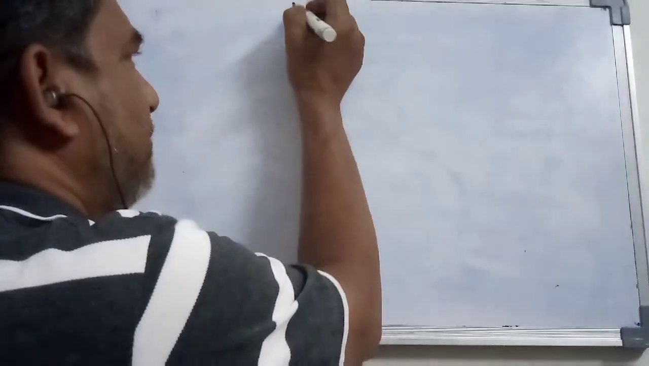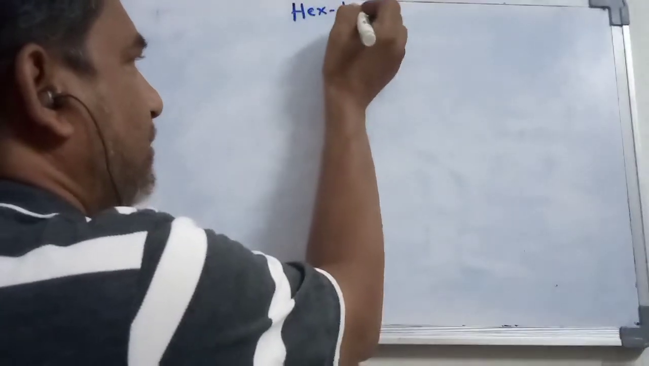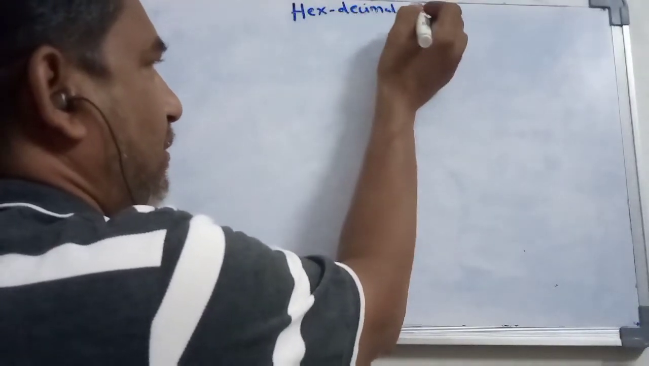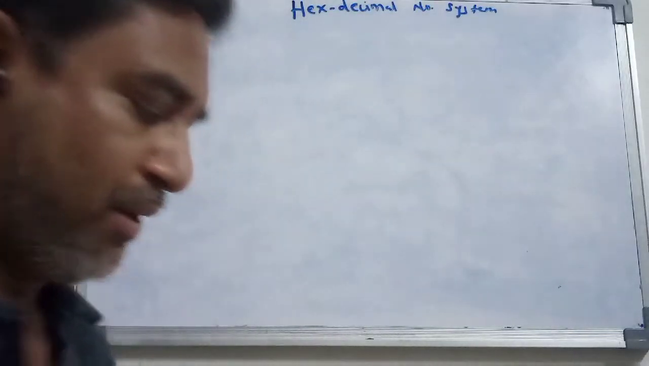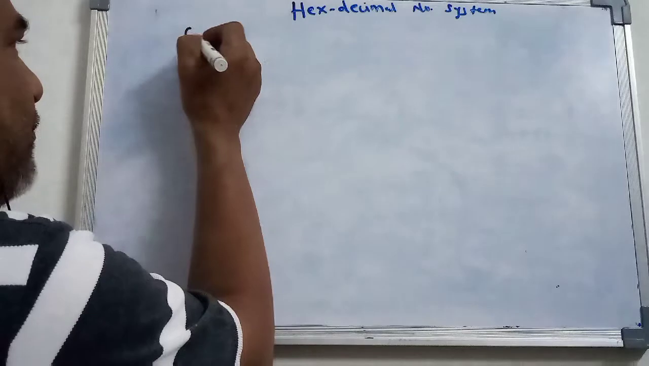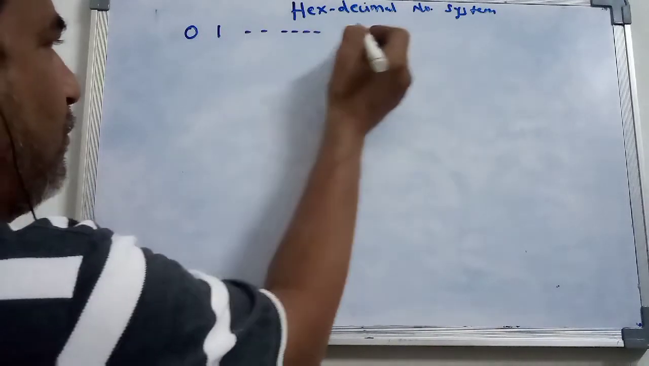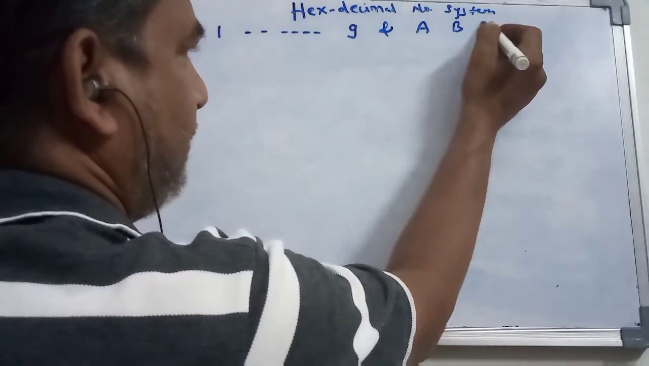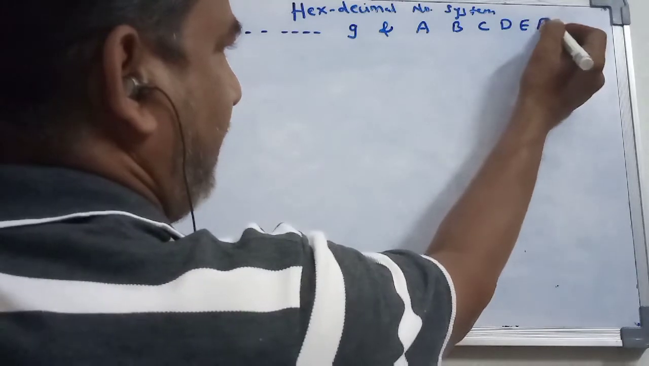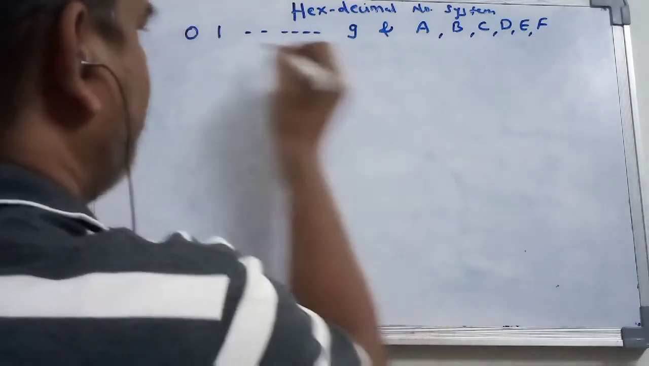Hello students. Today we are going to start a new topic, the hexadecimal number system. In this hexadecimal number system, the basic symbols start from 0, 1 up to 9, and the characters A, B, C, D, E and F. These are the different characters and numbers involved in the hexadecimal number system.